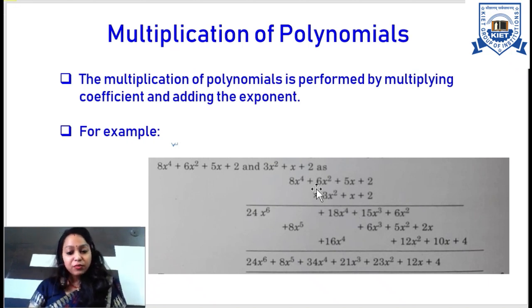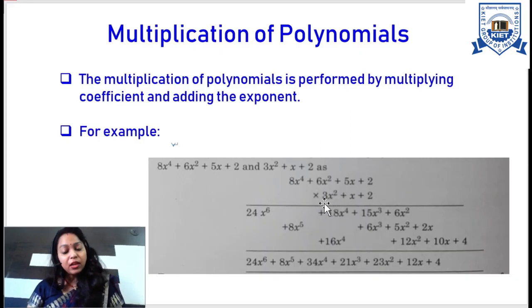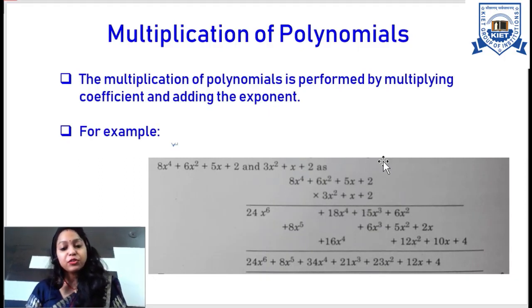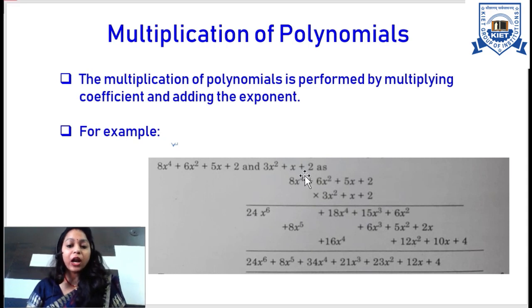Now once we have multiplied all the terms of the first polynomial equation with the first term of the second polynomial equation, we will move to the next term of the second polynomial equation. Again we will perform the multiplication of coefficients and addition of exponents for the second term of the second polynomial equation with all the terms of the first polynomial equation. Then we will move to the next term of the second polynomial equation. The steps will be continued.